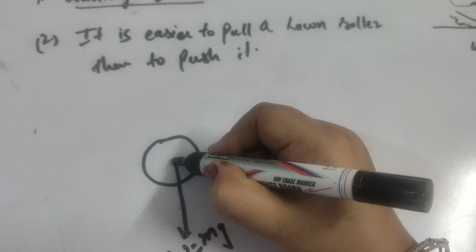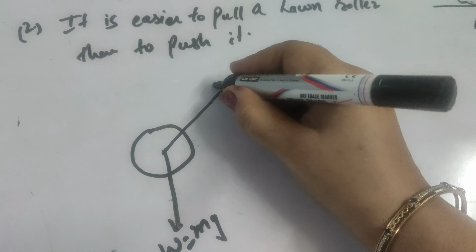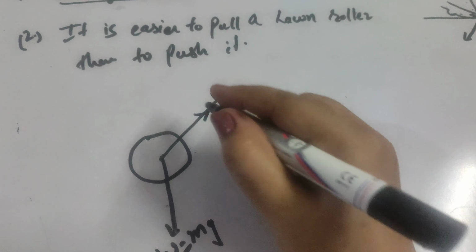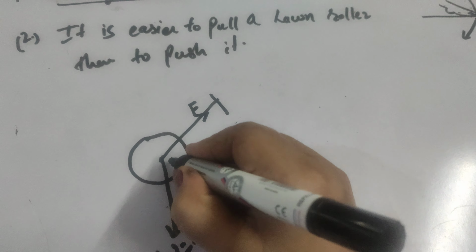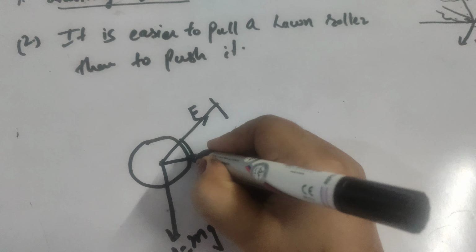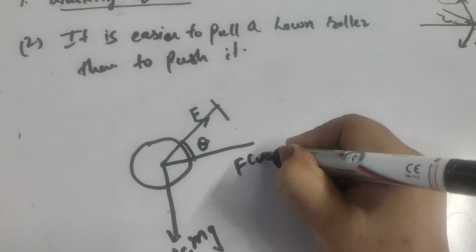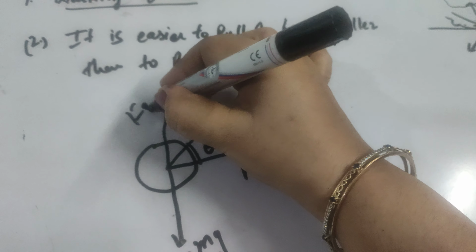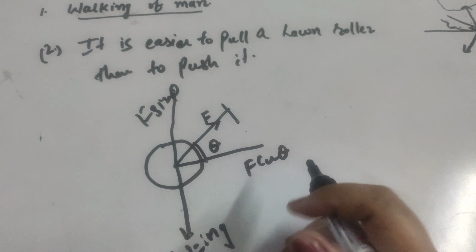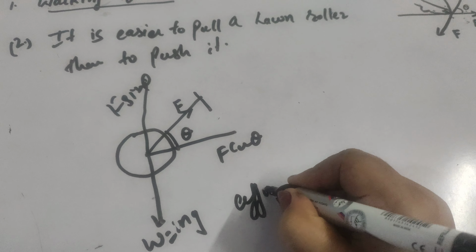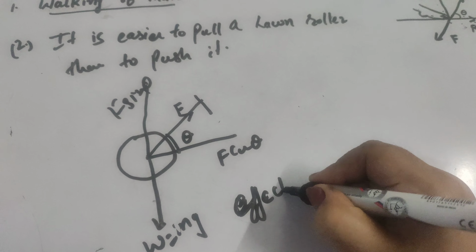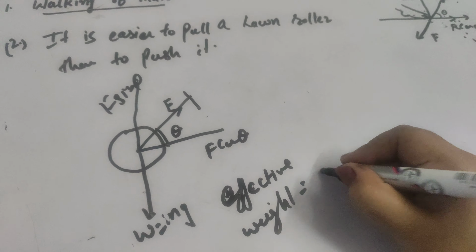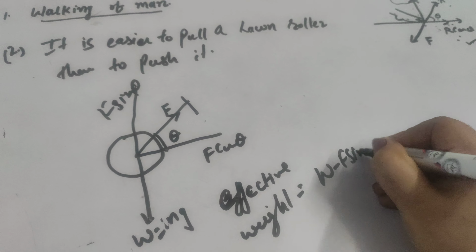Now when a person pulls it, right, the force is acting in this direction, F. Now resolving this into rectangular components, this is F cos theta and this is F sin theta. Now in this case, if we talk about the effective weight, it would be W minus F sin theta.